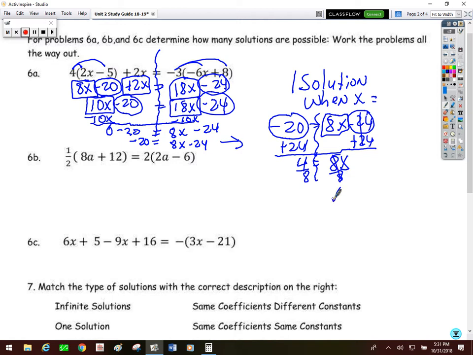So if I cross this out, I have x is equal to 1/2. All right, so that means the only solution I have for this problem is when x is 1/2.